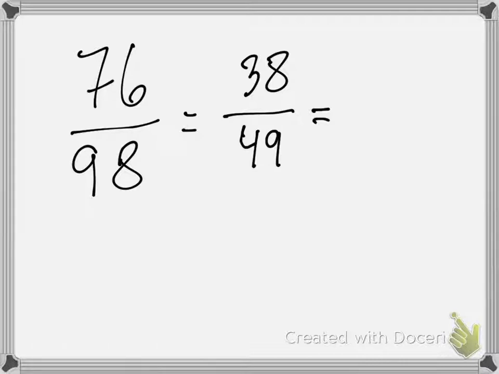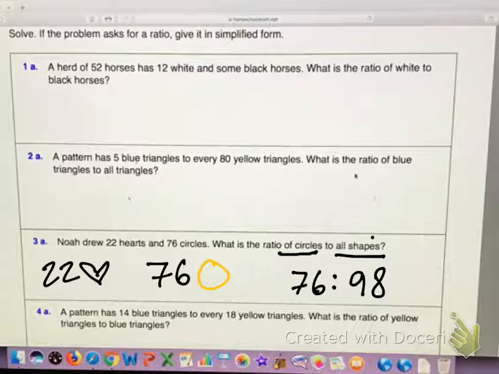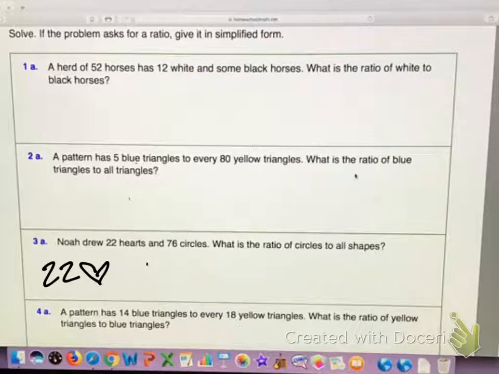What are 49's factors? We can think about it. We got 1 and 49, and what else do we got? 7 and 7. Is 38 divisible by 7? No. So that's it. That's it, you guys. Super easy. We didn't even have to think about stuff much further than that. Exactly. We always want to simplify our fractions.